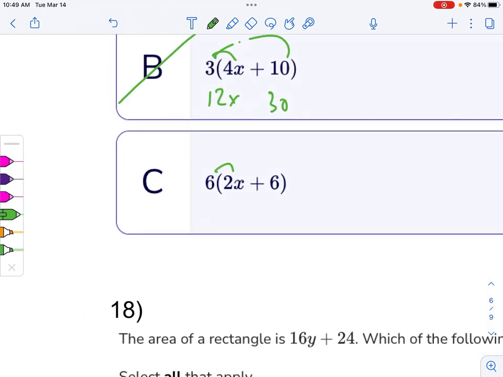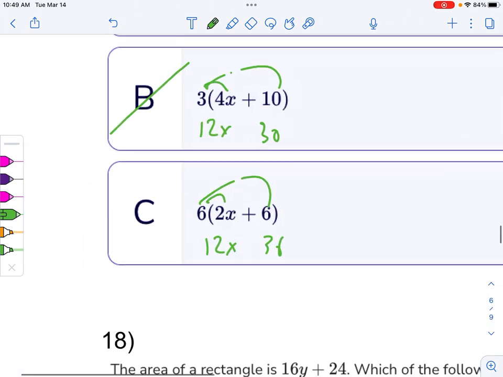Doesn't work. 6 times 2x, 12x. So far, so good. 6 times 6. Okay, 6 doubled. No, 6 times 6 is 36. Too big. No, it's not too big.